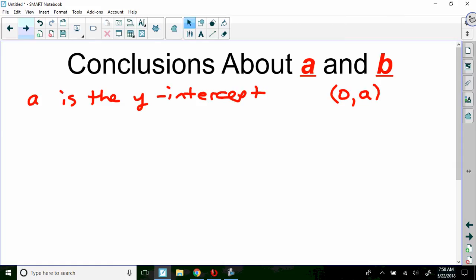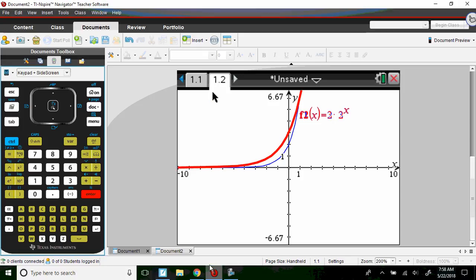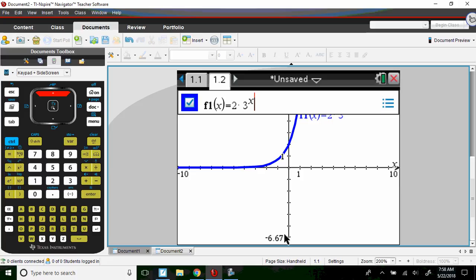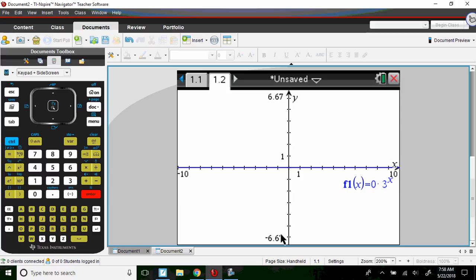Maybe we should make A 0 and see what happens. You want to make A 0 and see what happens? Let's see what happens if we make A 0. So I'll get rid of these. So I'll go back to that first one and I'll make my A value 0. Whoa! Can you see what happened there?